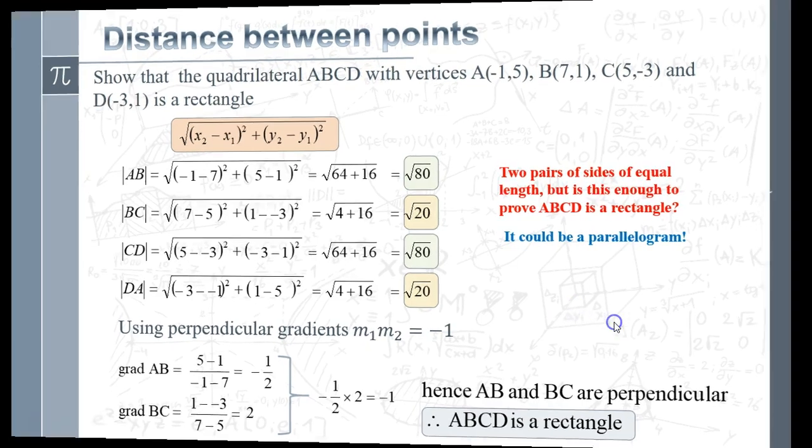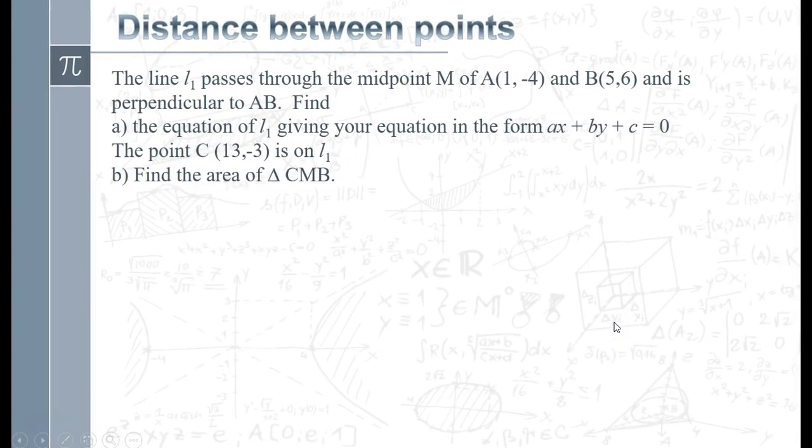Right, so let's have a look at how we could be asked to use some of the skills we've just been looking at. We've got a question here. We've got a line L passing through a midpoint that's perpendicular to the two points that are given. And straight away with that, there's a whole world of information there that's just too much for my tiny mind to process. So let's try and break it down and figure out exactly what we're being asked to do.